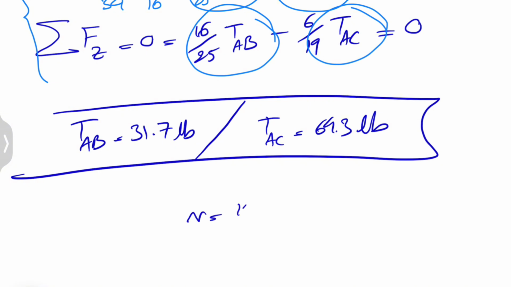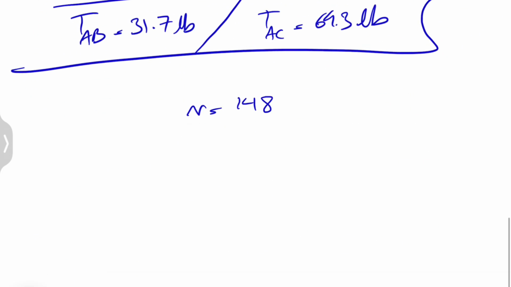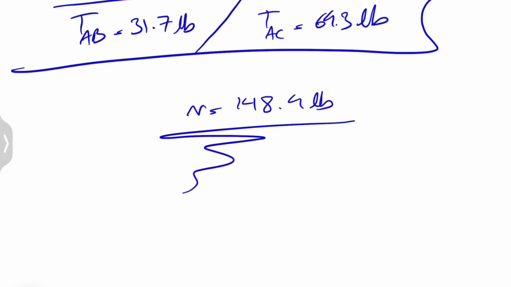So these are the two unknowns that the question is asking, but we have one more unknown, which is n. And after that, if you just put what you found for TAB and TAC in here, you can find n, which is going to give you 148.4 pounds. And that would be the final answer for this question.